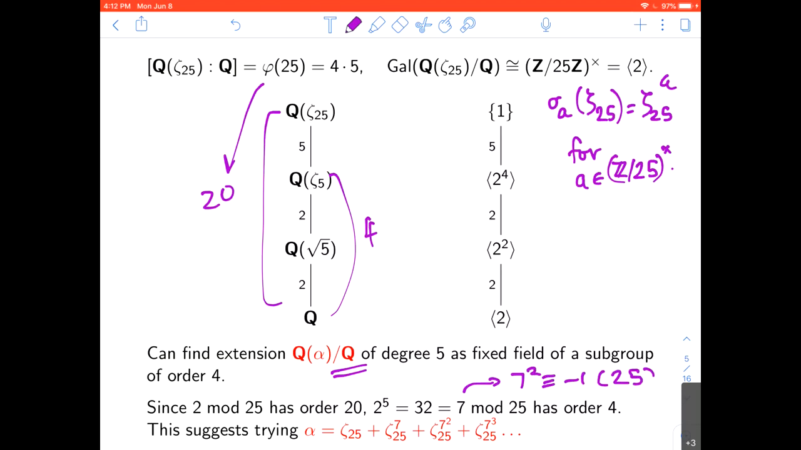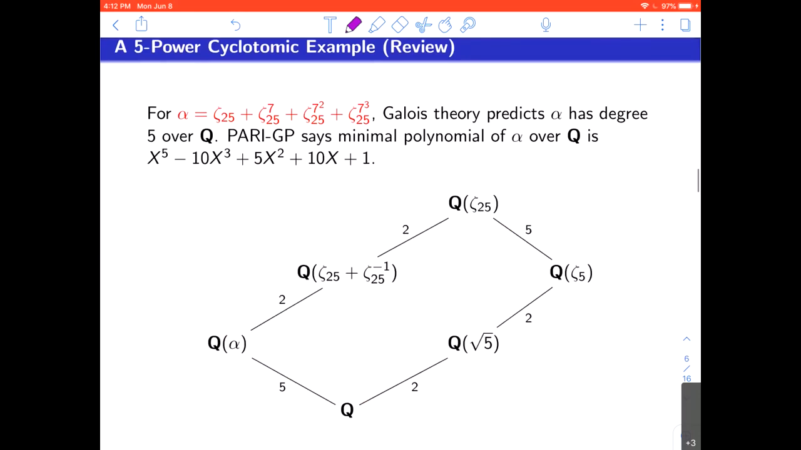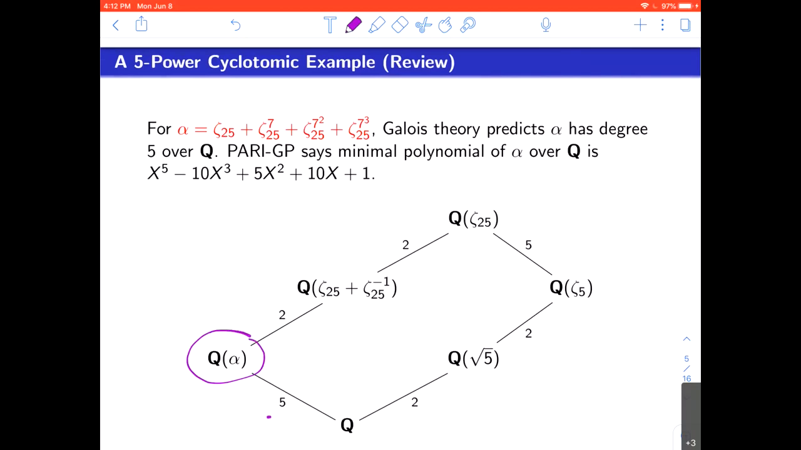I don't recall exactly. In any case, if we apply the 7th power to the 25th roots of unity and add up the first power, 7, 7 squared, and 7 cubed, then we're going to get an element that's symmetric under a group of order 4. It will generate an extension of degree 5. And so there it is. There's the extension of degree 5. If you take that element alpha, you add up the powers using linear independence of the roots of unity, you find that this element does generate an extension of degree 5, a Galois extension of degree 5.